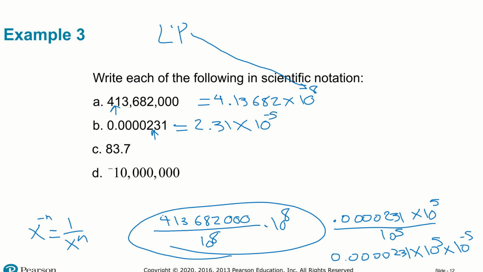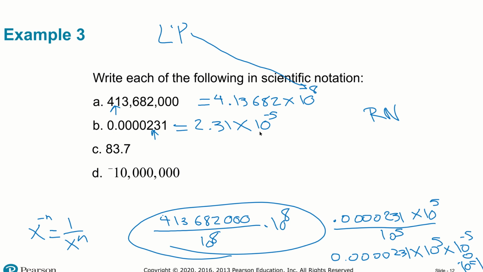So let's remember, when we move the decimal of the original number to the right, we're going to need a negative exponent for the power of 10. Now notice 10 to the 5 times 10 to the negative 5, using the product rule, gives me 10 to the power of 5 plus negative 5, or 10 to the 0, which is 1. So you see, that's why the original number and this number are basically the same. All right.